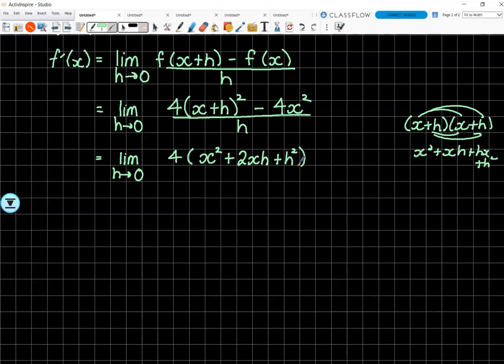Yeah? Hello? Oh, you were saying thumbs up, right. So I've expanded that minus 4x squared all over h. Give you a moment to copy that down while I write my limit.